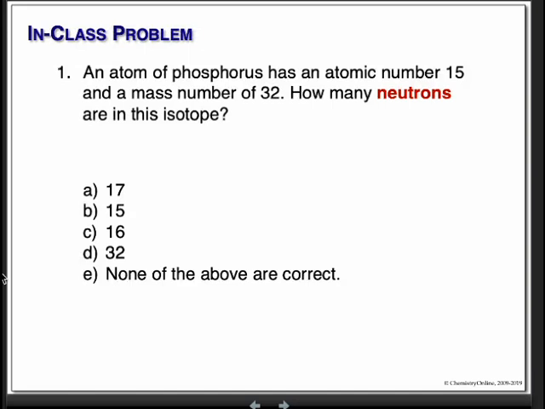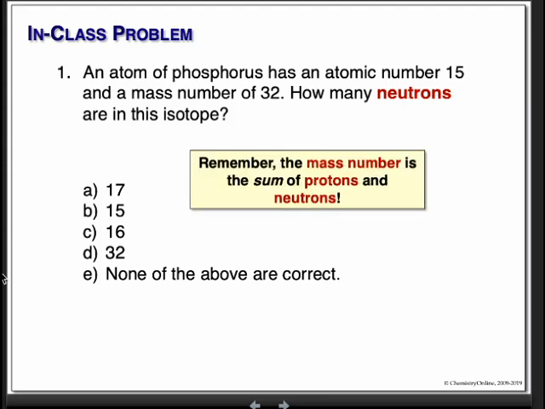All right, let's do a couple exam questions here. An atom of phosphorus has an atomic number of 15, mass number of 32. How many neutrons? Remember what a mass number is. Protons plus neutrons, isn't it? Very simple. 32 minus 15 is 17.